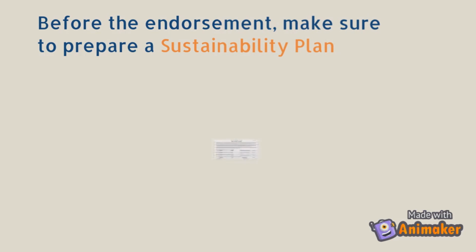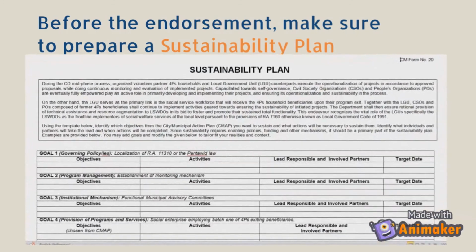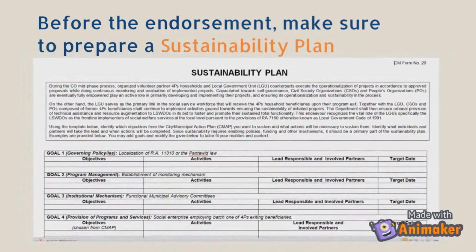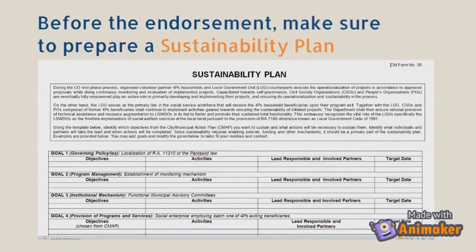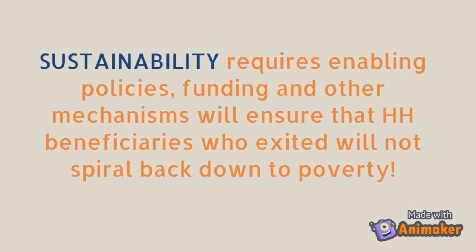The sustainability plan identifies which objectives from the CMAP need to be sustained to support the existing household beneficiaries. It includes who are the individuals and partners that will take the lead and when will actions be completed. Sustainability requires enabling policies, funding, and other mechanisms that will ensure that household beneficiaries who exited will not spiral back to poverty.